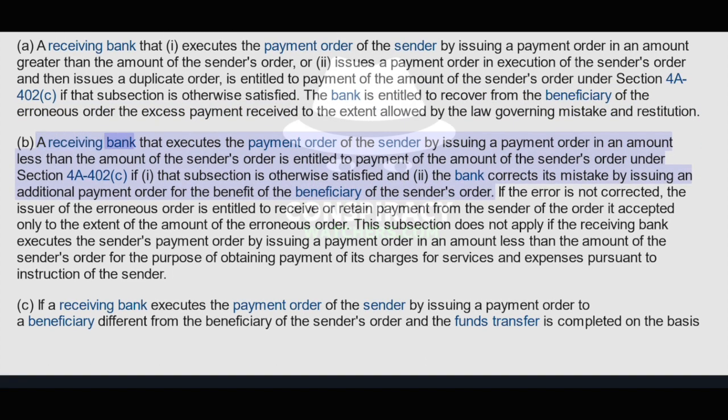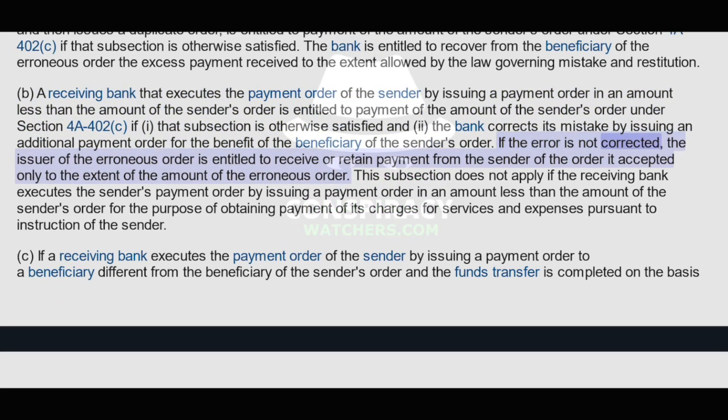A receiving bank that executes the payment order of the sender by issuing a payment order in an amount less than the amount of the sender's order is entitled to payment of the amount of the sender's order under Section 4A402 if that subsection is otherwise satisfied and the bank corrects its mistake by issuing an additional payment order for the benefit of the beneficiary of the sender's order. If the error is not corrected, the issuer of the erroneous order is entitled to receive or retain payment from the sender of the order it accepted only to the extent of the amount of the erroneous order.